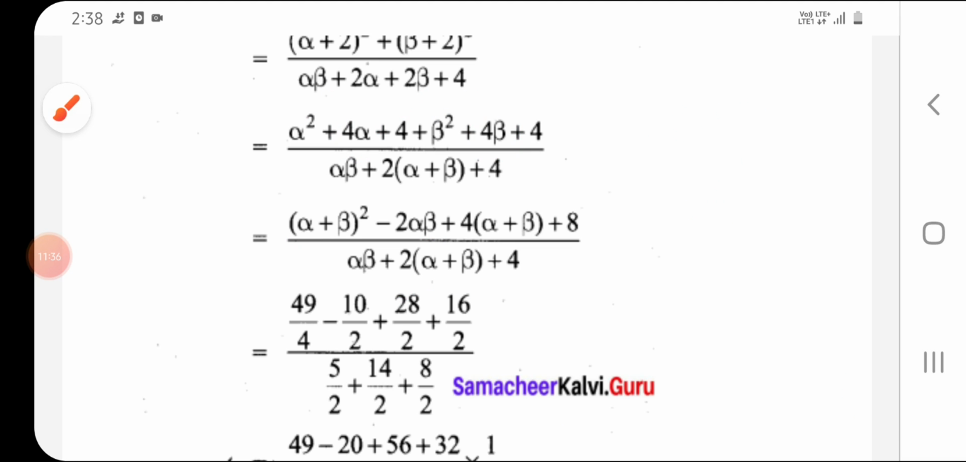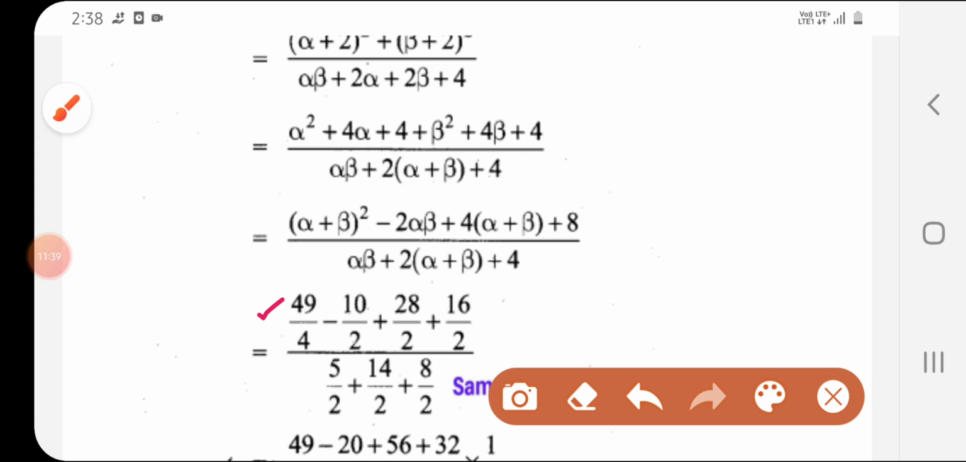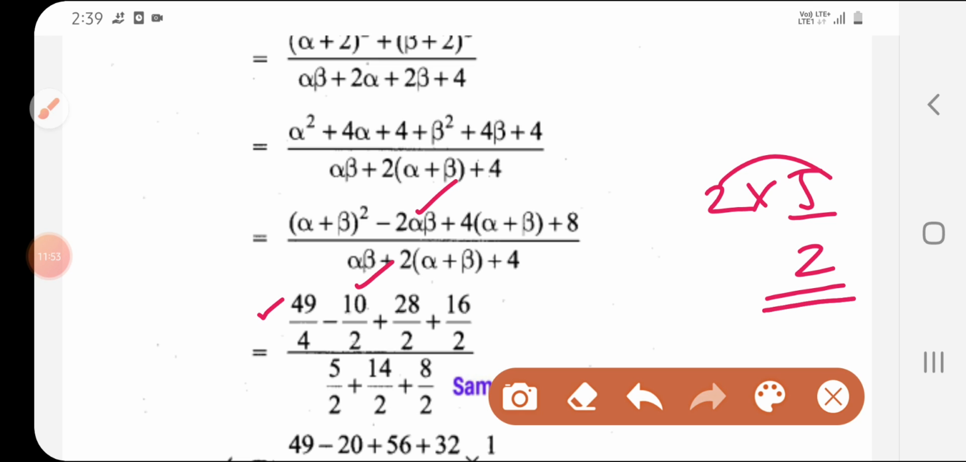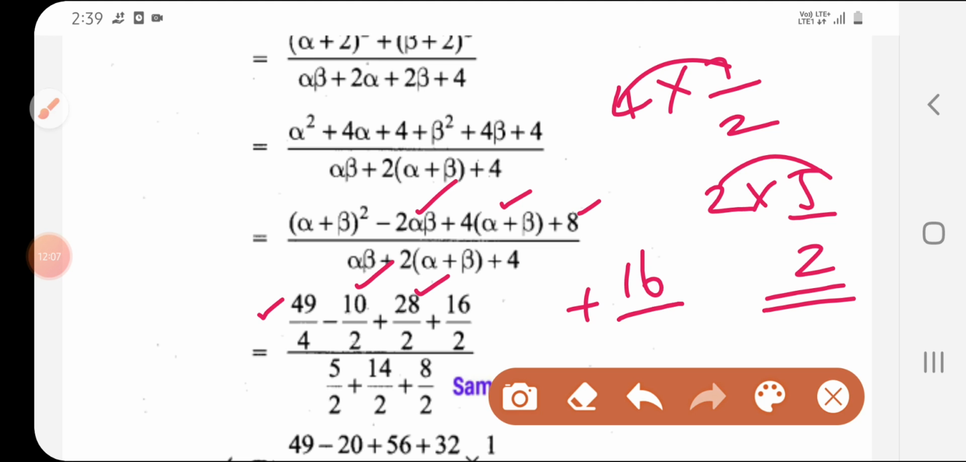Now alpha plus beta the whole square is nothing but 7 by 2 the whole square, which is 49 by 4, minus 2 into alpha beta, 5 by 2. So 2 into 5 by 2 is nothing but 5 2s are 10 by 2. Why? They have asked us to add the value, so we don't cancel the denominator. Now 4 into alpha plus beta is 7 by 2, so 4 7s are 28 by 2, plus 8 we can write as 16 by 2, because every base is 2.